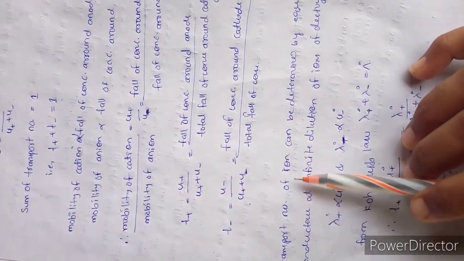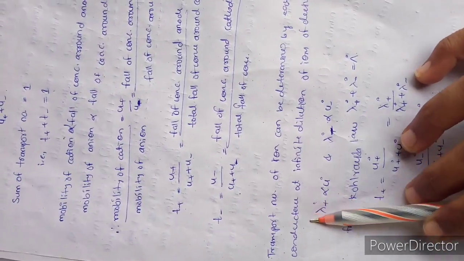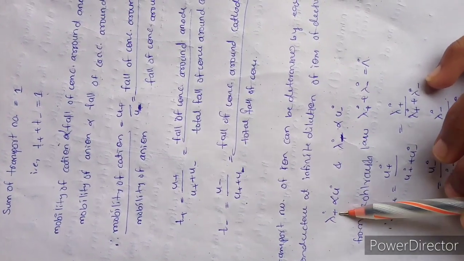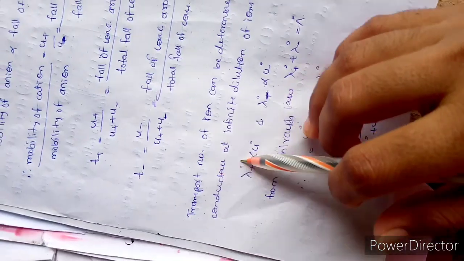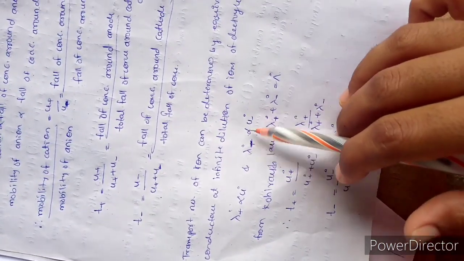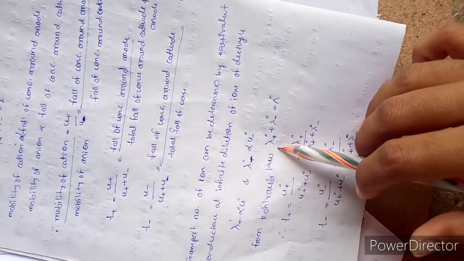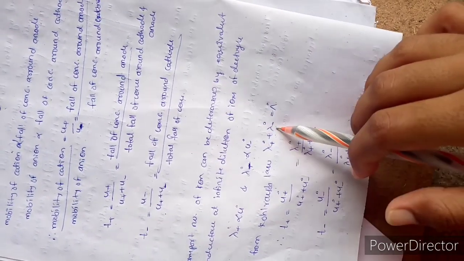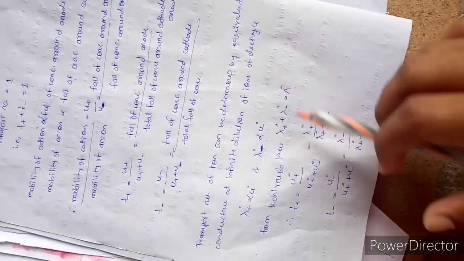And here transport number can also be determined by equivalent conductance or molar conductance. Equivalent conductance is directly proportional to the mobility of ions, because due to the mobility of ions, they can conduct electricity. And from Kohlrausch's law, the total equivalent conductance or molar conductance will be equal to the molar conductance or equivalent conductance at infinite dilution.